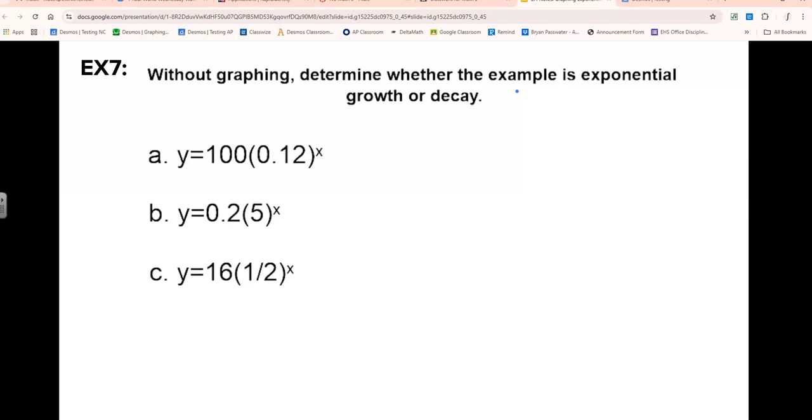All right. Sophia, what have you got for A? Is that growth or decay? Okay. Which number is the B value, the one that's being raised to the power? Is it the 100 or is it the 0.12? It's the 0.12. This is your B value. If B is bigger than 1, you have growth. If it's between 0 and 1, you have decay. So 0.12, is that bigger than 1? No. So this one's decay. Okay?